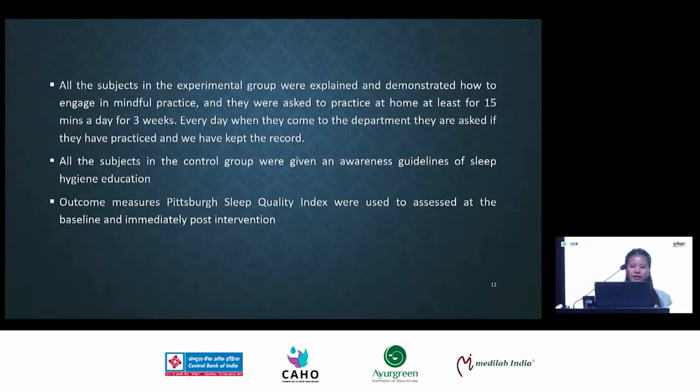All the subjects in the experimental group were explained and demonstrated how to engage in mindful practice, and they were asked to practice at home for at least 15 minutes a day for 3 weeks. Every day when they came to the department, they were asked if they had practiced, and we kept the record. All the subjects in the control group were given awareness guidelines of sleep hygiene education. Outcome measures: the Pittsburgh Sleep Quality Index was used to assess at the baseline and immediately post-intervention.